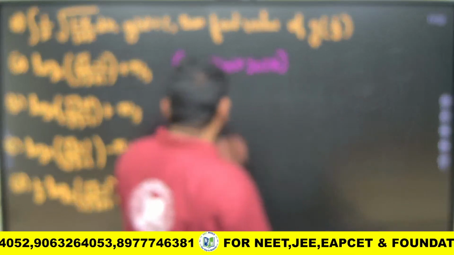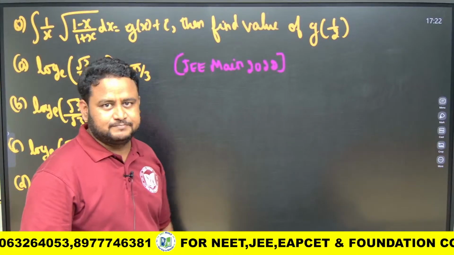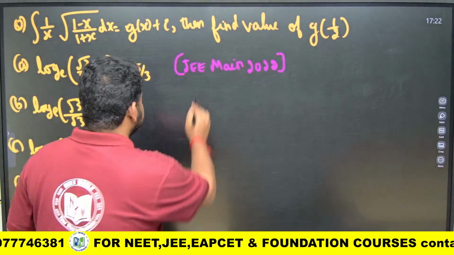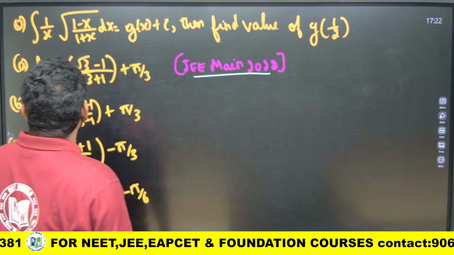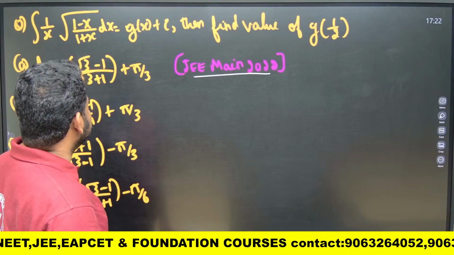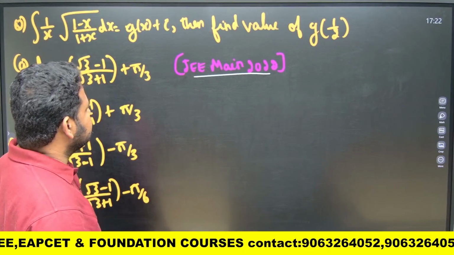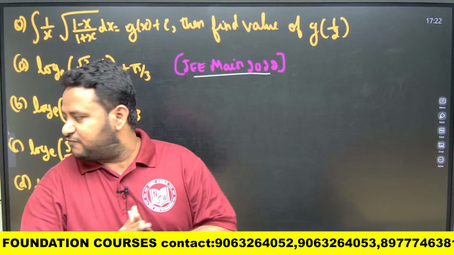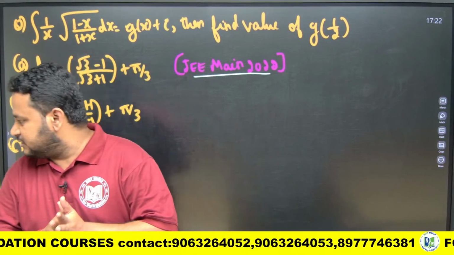Okay, so this is a PYQ from JEE Main 2022. See here, they have asked: the integral of 1 by x times square root of 1 minus x by 1 plus x dx is equal to g of x plus c. Then find the value of g of 1 by 2. They are asking us to find the value of g of 1 by 2.